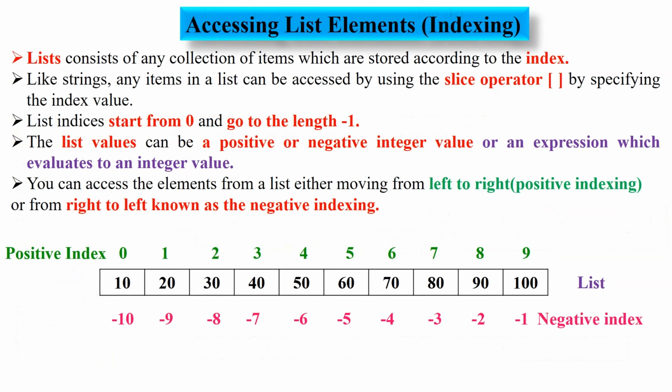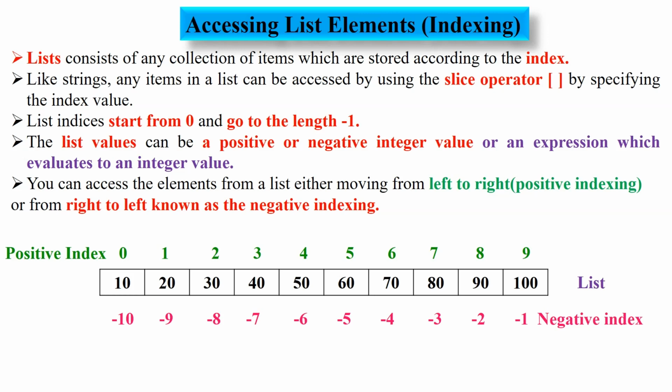Now, let's learn about accessing list elements, indexing. Lists consist of any collection of items which are stored according to the index. Like strings, any items in a list can be accessed by using the slice operator, square brackets, by specifying the index value. List indices start from 0 and go to the length minus 1. The list index values can be a positive or negative integer value or an expression which evaluates to an integer value. You can access the elements from a list either moving from left to right, positive indexing, or from right to left, known as negative indexing.